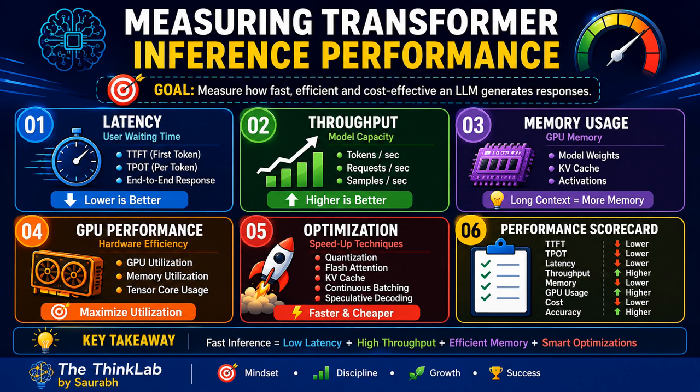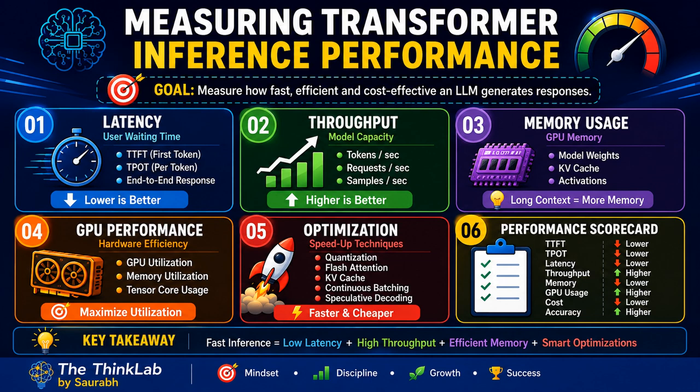TTFT depends on several factors. The first one is prompt processing. The second one is attention computation. After that, we have to check KV cache creation, GPU scheduling and network delay. So lower TTFT is always better.